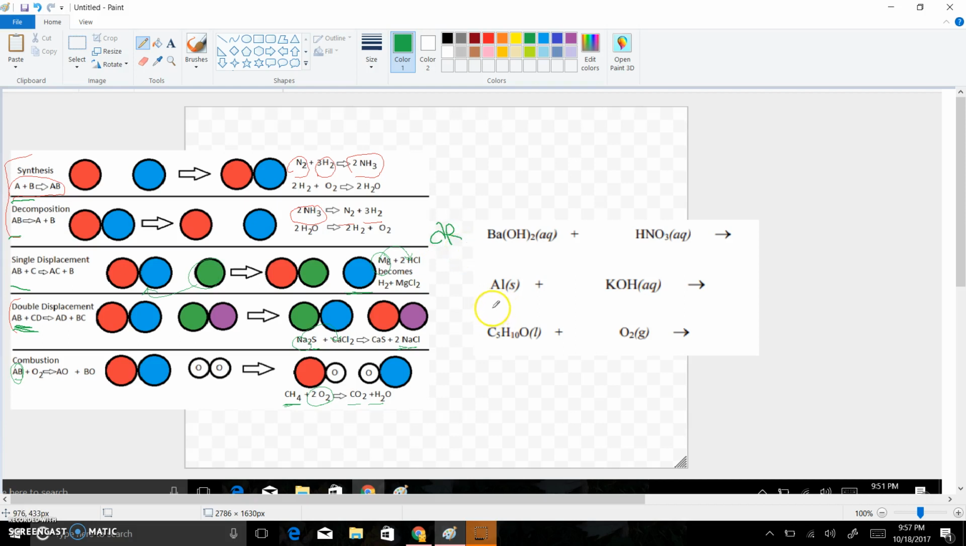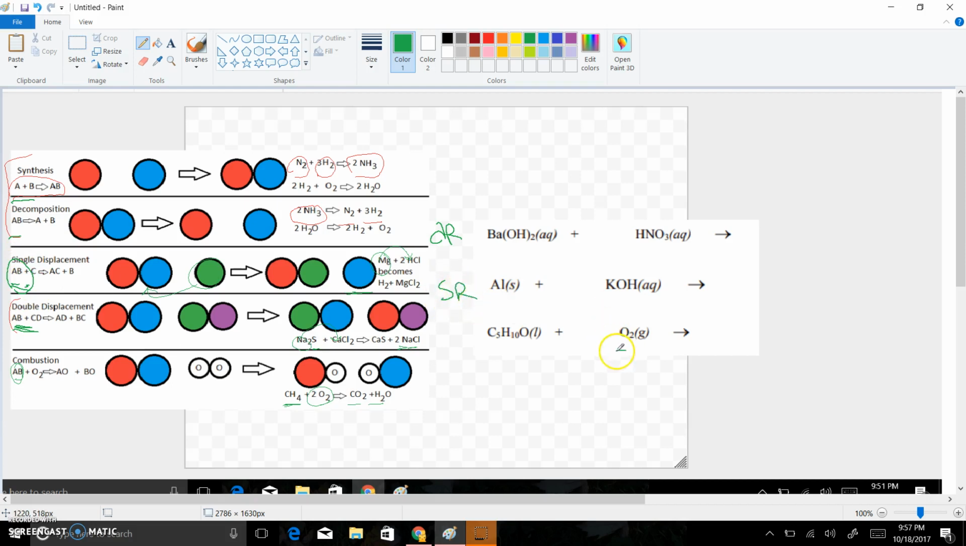Look at the next one here. I see I have an element plus a compound. Go to my list. Synthesis is usually 2 elements. Decomposition is 1 compound on the left. Here is where I have a single element plus a compound. This one's a single replacement, or a single displacement.